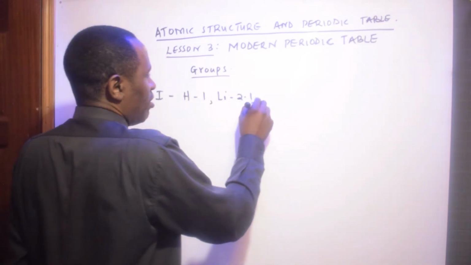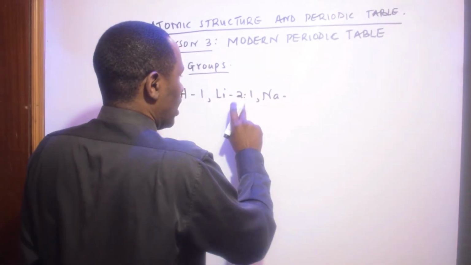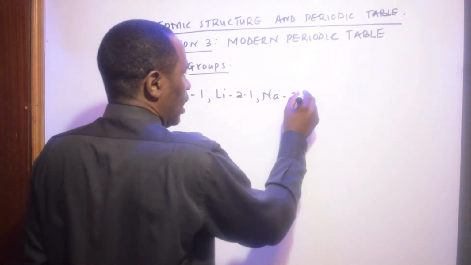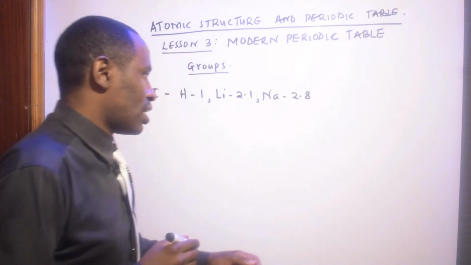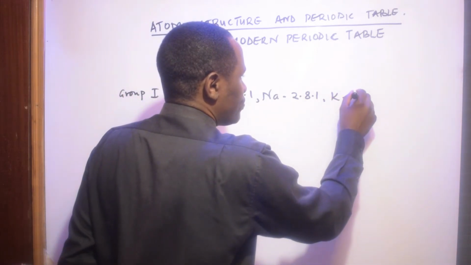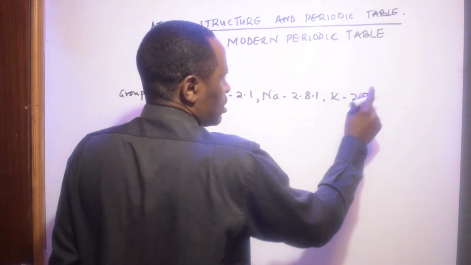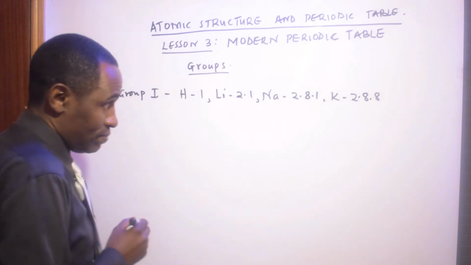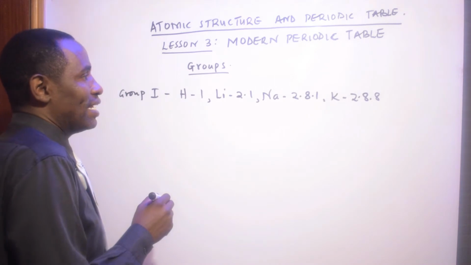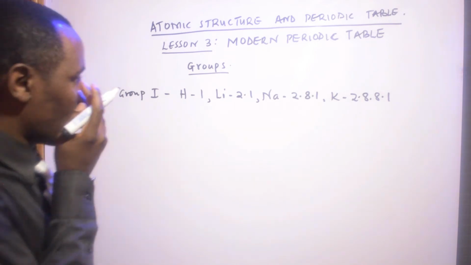We also have sodium with atomic number 11, and therefore the electron configuration will be 2,8,1. There are 2 electrons occupying the first energy level, 8 in the second, and of course the last one will have 1. And we have potassium with atomic number 19. We have 2, 8, 8: that is 10 plus 8, which is 18, and then the 19th one gets into the 4th energy level.